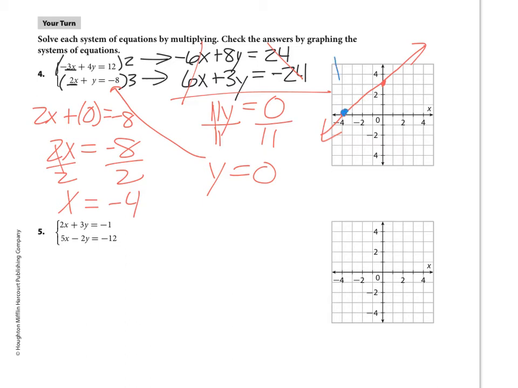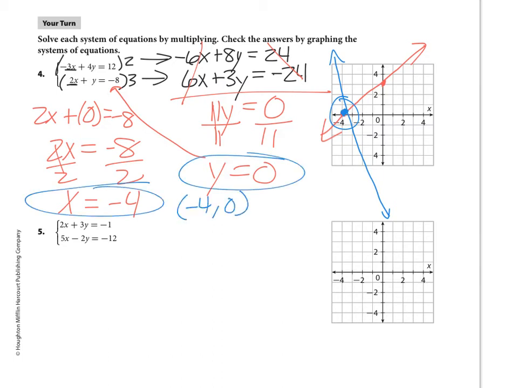So that other line would graph something kind of like this, since it went down to negative 8, and they intersect here, which is at the point negative 4, 0, which is what we got right here. So what I would like for you to do is go ahead and try number 5. Pause the video if you need to, and then I'll put the answer up and you can check.